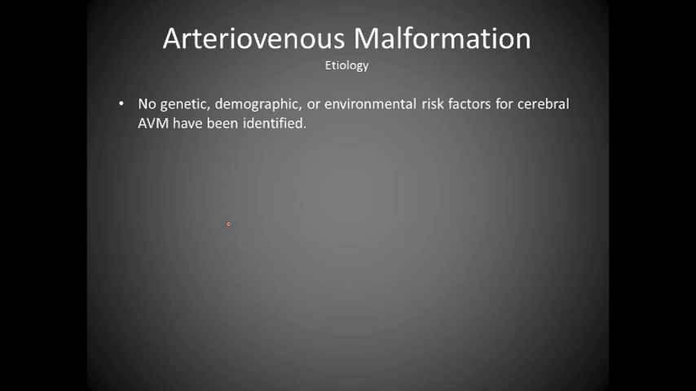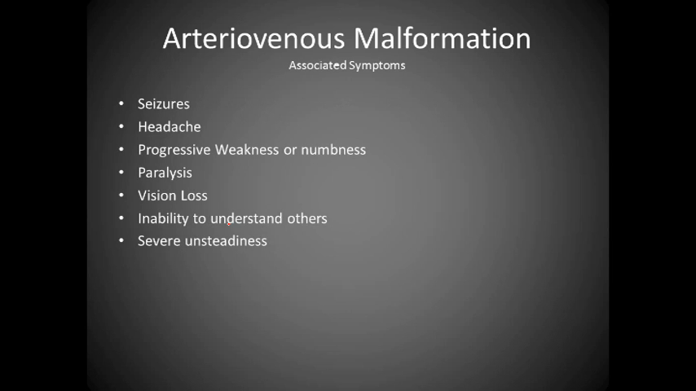There are no genetic, demographic, or environmental risk factors for cerebral AVMs that have been identified. So really, we don't know what the causation is. Typically, though, we feel that it is a congenital abnormality, something that just occurs at birth, that we really don't know what the triggering incident is for. It's just how the body is actually made.